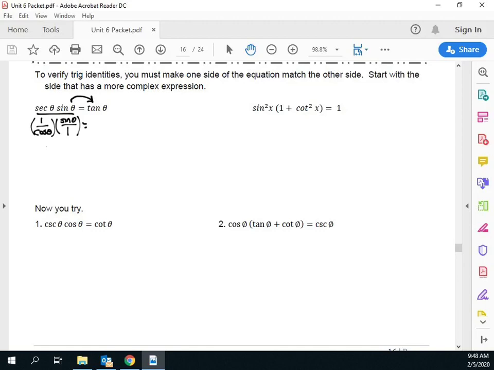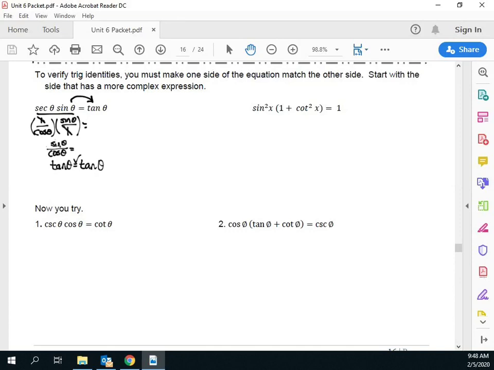So what do we do with fractions when we're multiplying them? You can cross out the 1. And all you're left with is... and you keep going, guys, on the left side until... and you write this last step down. And you put a check mark on the equal sign.